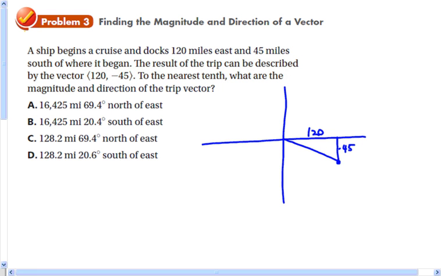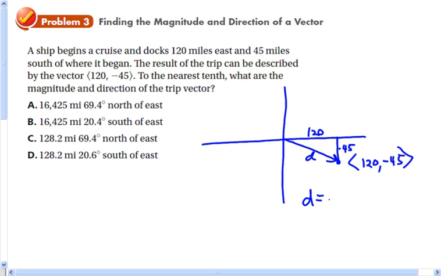So there's my vector right there. It ends right there at that point, and that point is 120, negative 45. All right, we want to know what is the magnitude and the direction. Well, the magnitude is the length of this. We'll call that d. That line, and we can just get that by using the Pythagorean theorem.